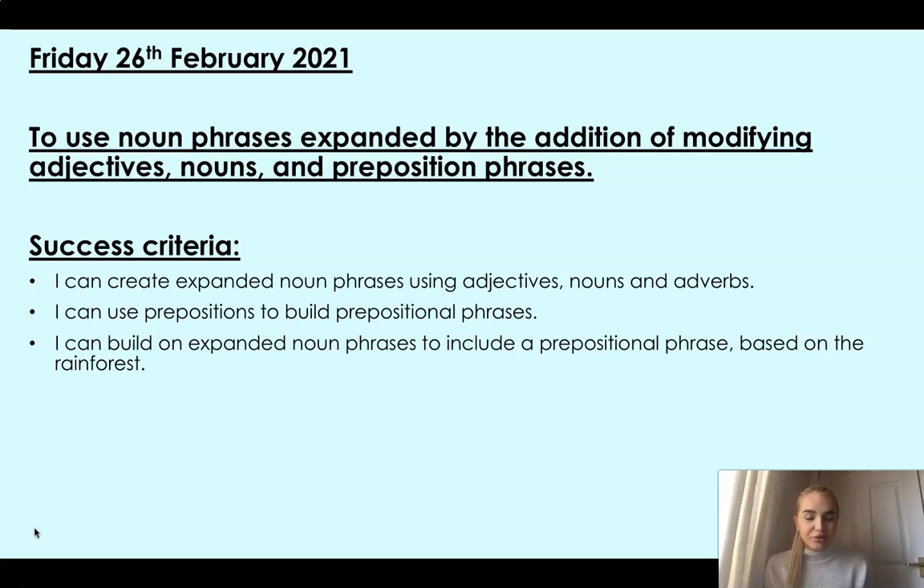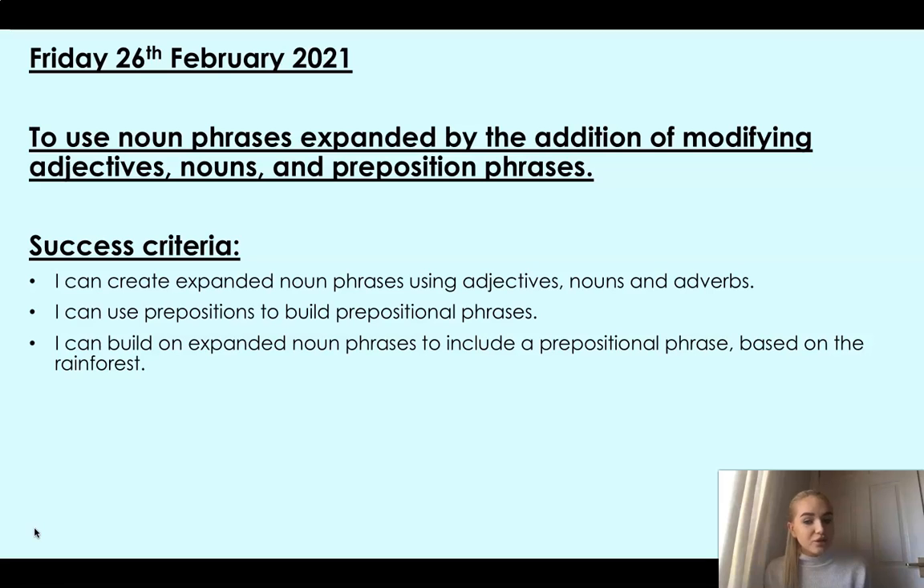In today's lesson, you're going to be using noun phrases which are expanded by adding or modifying adjectives, nouns, and preposition phrases. And to be successful in this lesson, you will be able to create expanded noun phrases about the rainforest using a wide range of ambitious adjectives, nouns, and adverbs.